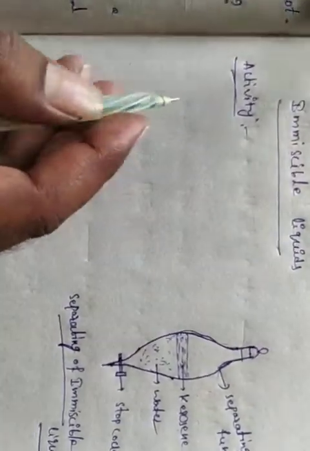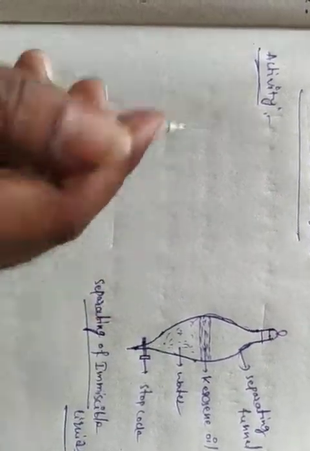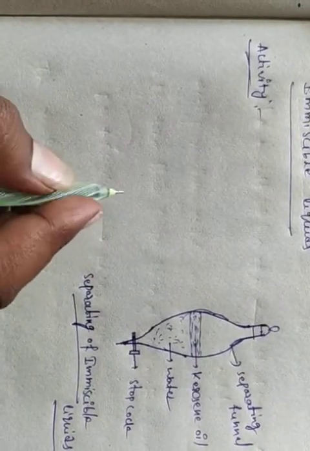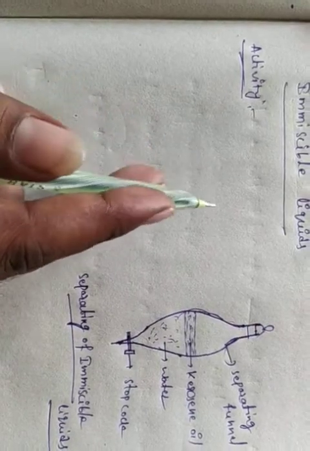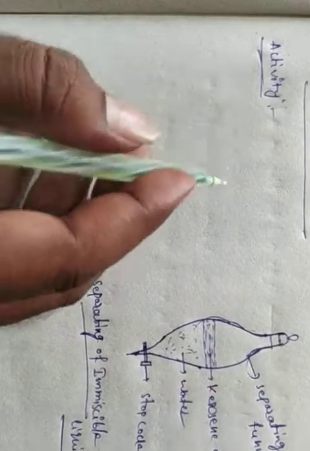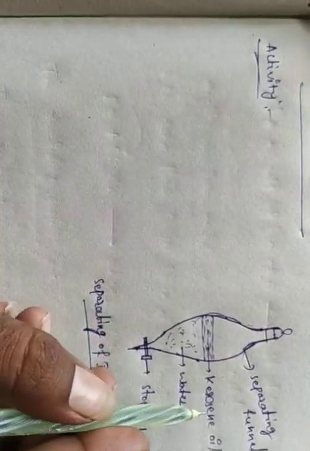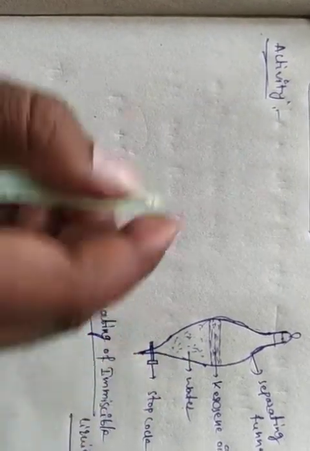Okay, how can we separate this kerosene oil and water using the separating funnel? Let us try to separate the kerosene oil from water using a separating funnel. Pour the mixture of kerosene oil and water into the separating funnel. First we have to pour the kerosene oil and water mixture into the separating funnel.